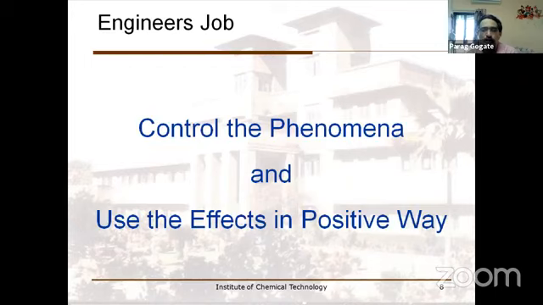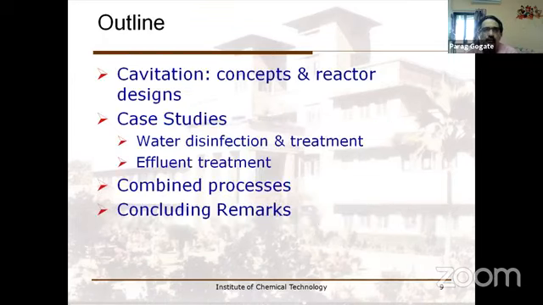So there is the job for all of us as engineers. We need to control the phenomena and try to use the effects in a positive way, meaning my reactor should be protected and only the cavitation events should happen in the liquid, giving you effects, but the overall erosion should not happen. So that is what we need to achieve.